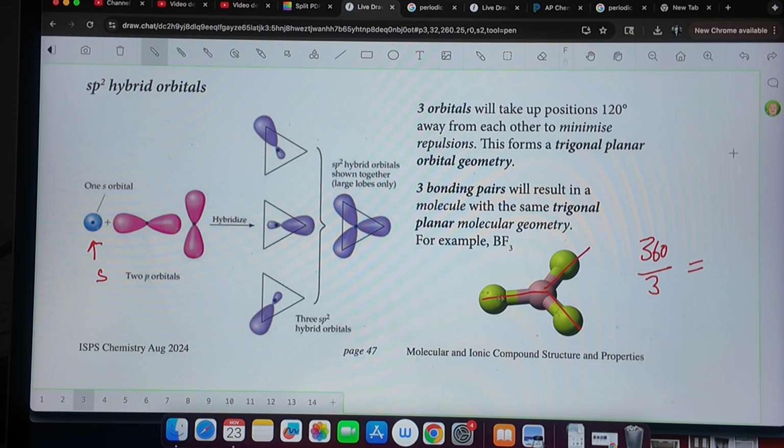Because, hopefully, at least here and here, how they're showing it, it's the same element here, right? So it's 120 degrees. This is 120 degrees, this is 120 degrees, and this is 120 degrees. So that adds up to 360.